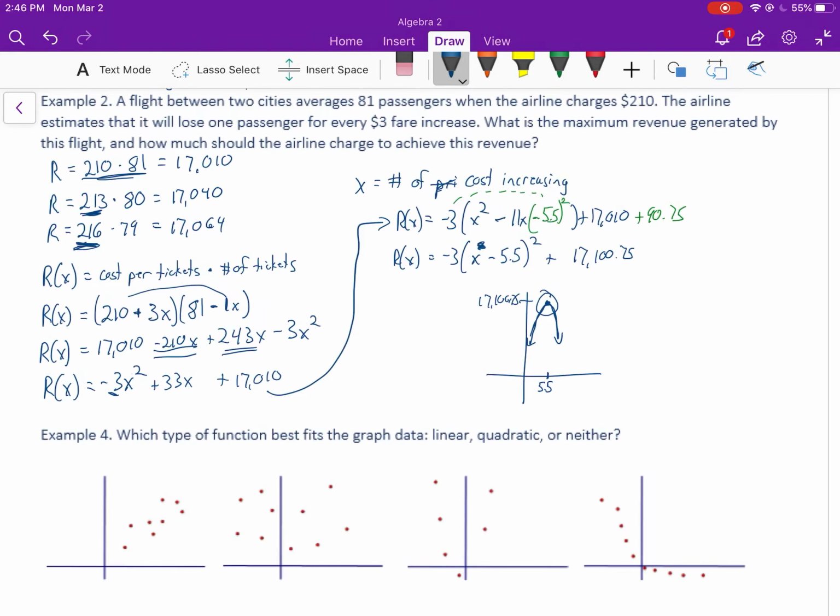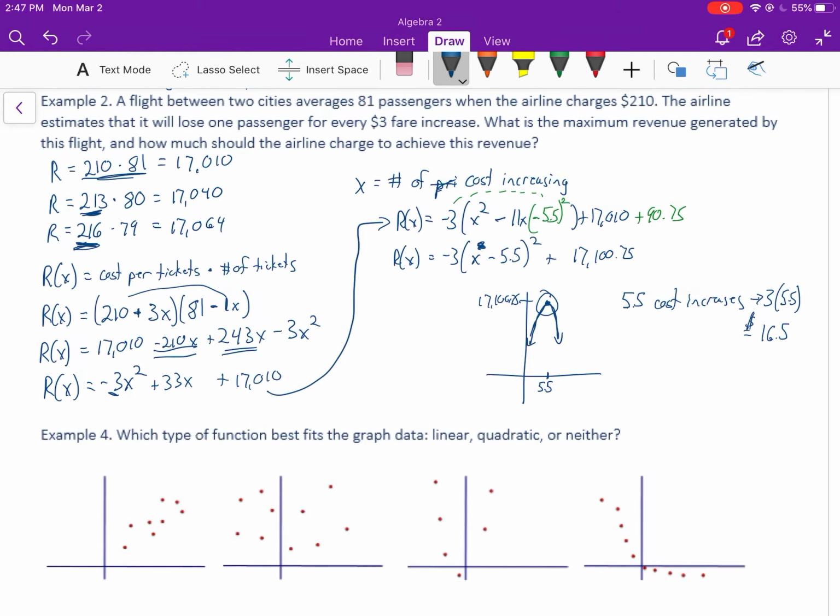So we're only concerned really with what that point is. That point is 5.5. So we want 5.5 price increases, which means for each one we increase $3. So we're going to multiply 3 times 5.5. That's going to be 16.5. So you're going to increase the price by $16.50.